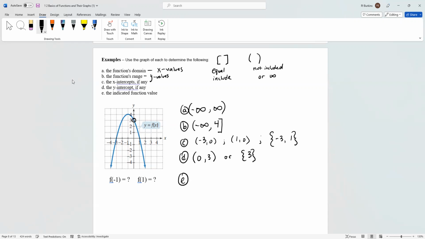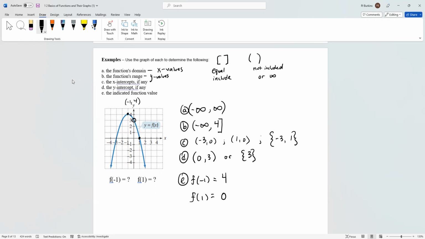And then finally, the indicated function value. So what is the function at -1? And what is the function at 1? Well, when x is -1, looks like I'm right here. So that point is (-1, 4). So my y value is 4. And when x is 1, it looks like my y value is 0.